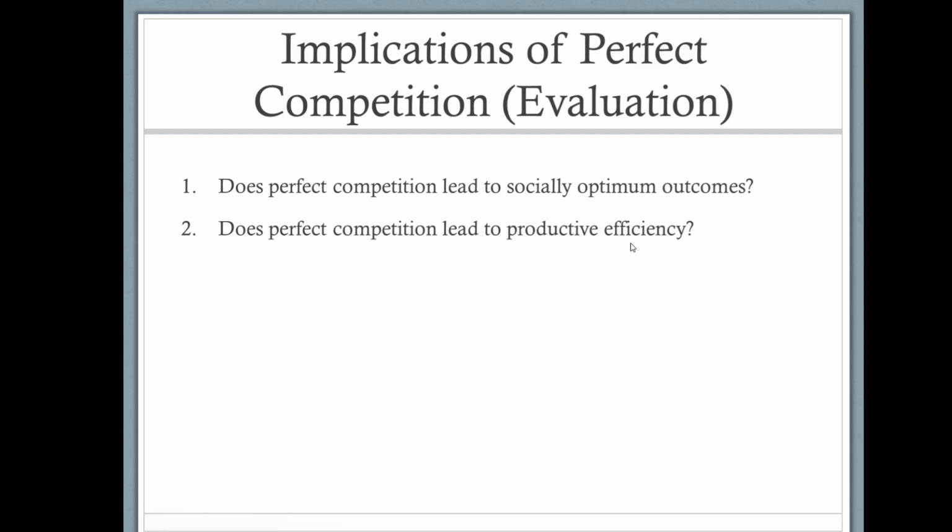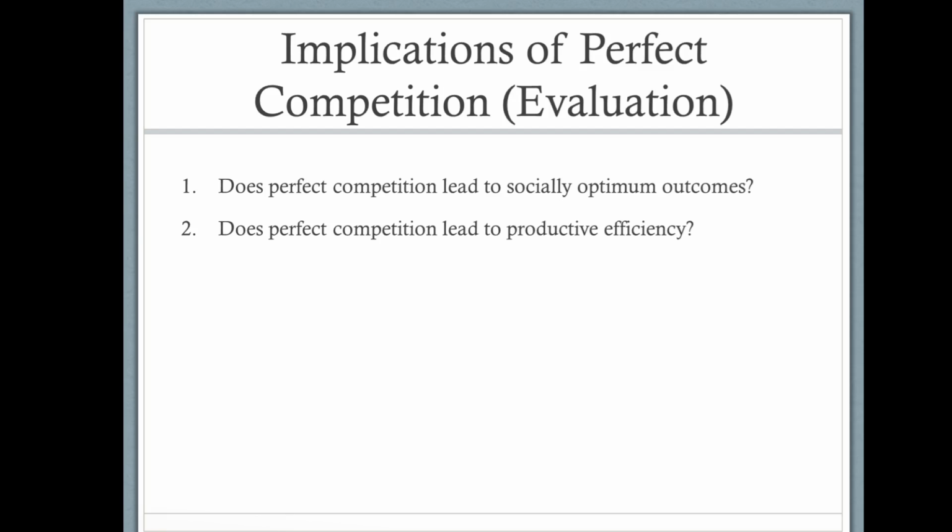Does perfect competition lead to productive efficiency? Yes or no? Like eventually. Okay, yes, only in the long run. This is a very accurate answer: only in the long run. But in general, when we look at it in a bigger picture, yes.